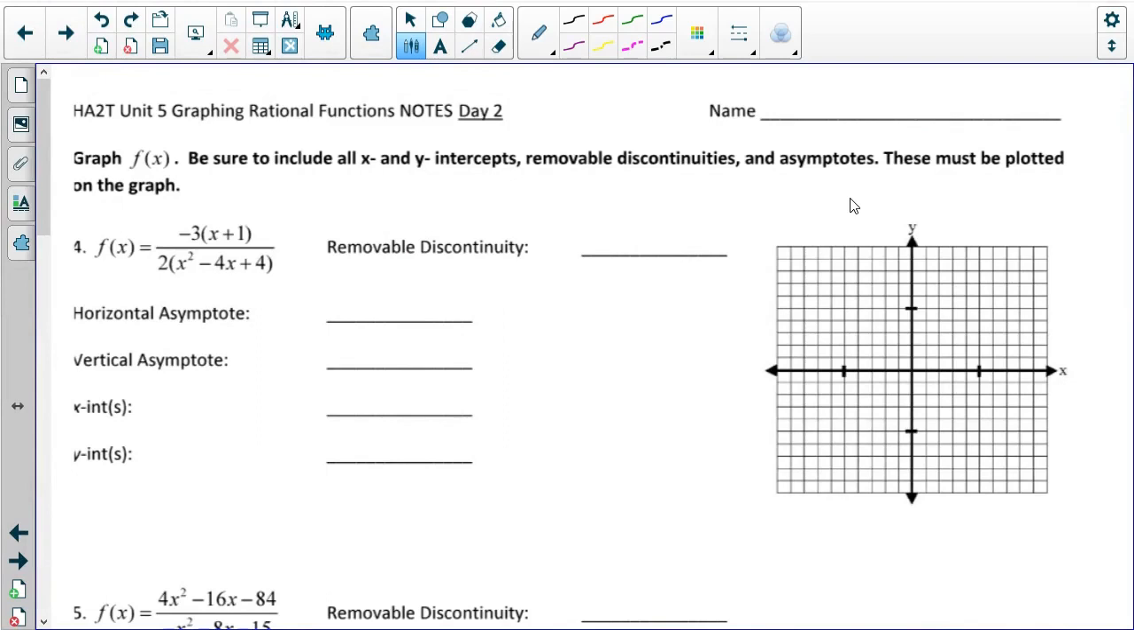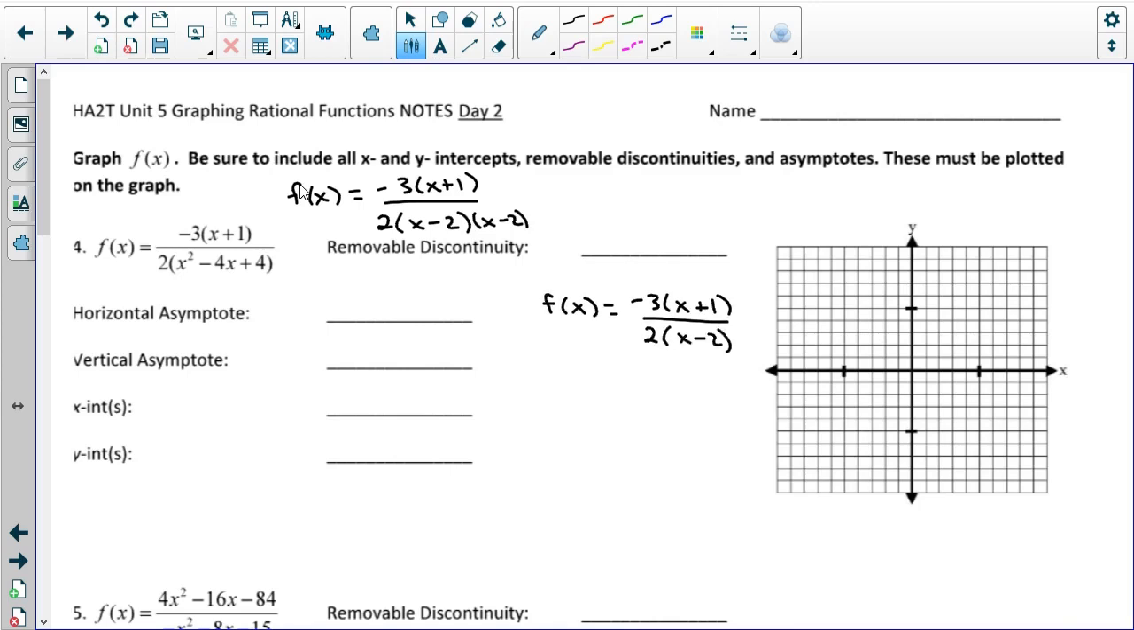Day 2, I'm going to factor the denominator first. So f of x equals -3 times x plus 1 over 2 times x minus 2 times x minus 2. I'm going to rewrite that as -3 times x plus 1 over 2 times x minus 2 squared.